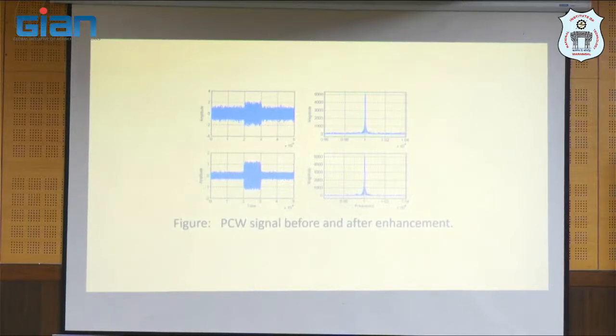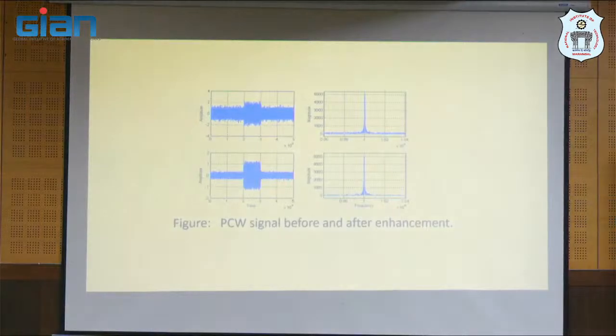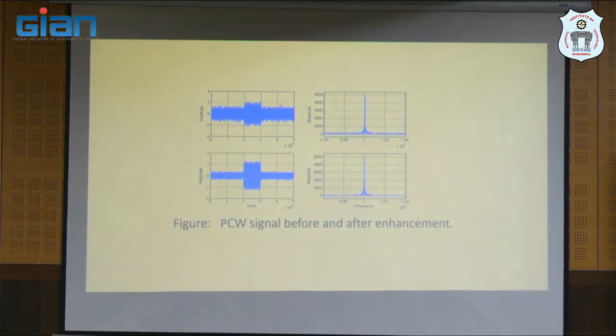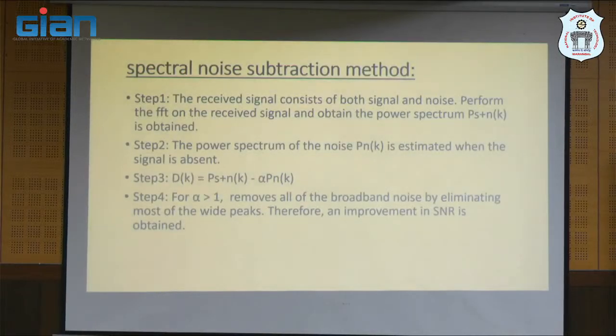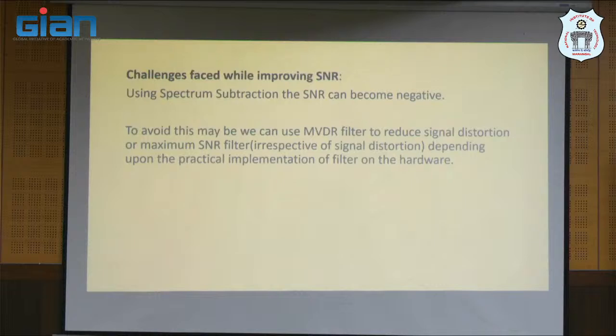Sometimes, because of the noise present in the signal, if the signal is of less amplitude, then a problem arises, because in this expression the SNR of D of K may go negative using this method. That is one of the challenges, but we can use an MVDR filter if we can't allow signal distortion. Maybe we can use a maximum SNR filter if we allow some signal distortion, but it depends on the implementation, practically how to implement it on the hardware. So thank you.